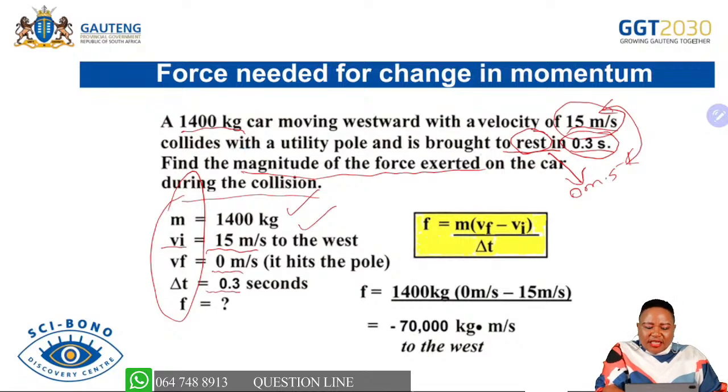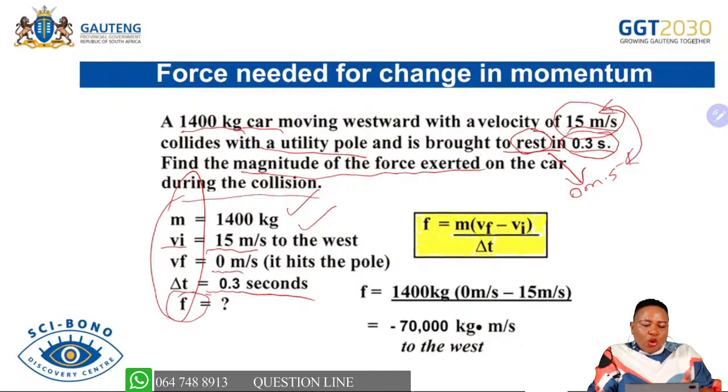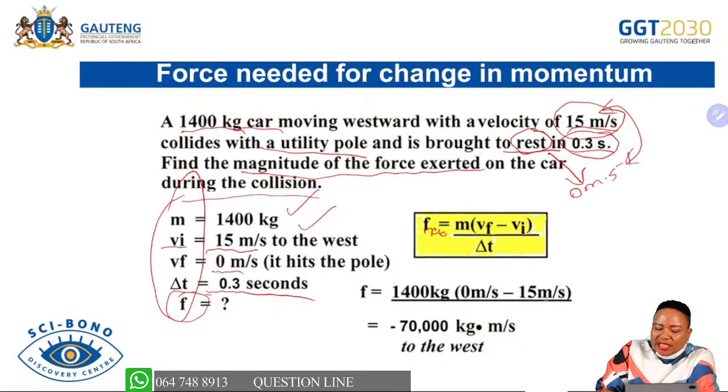And when you are provided with the time of contact between the car and the utility pole, now we are looking for our variable, which is force. So already with this information, you can go back and say F net equals our change in momentum over our change in time, which is going to be m into vf minus vi over change in time. And then we are going to substitute our values into the formula.